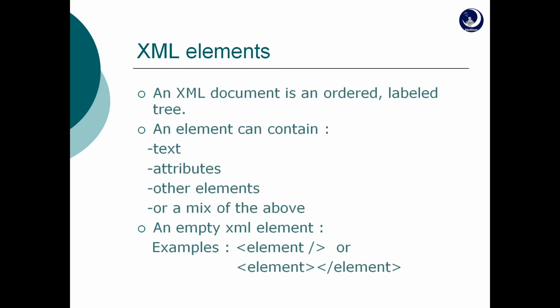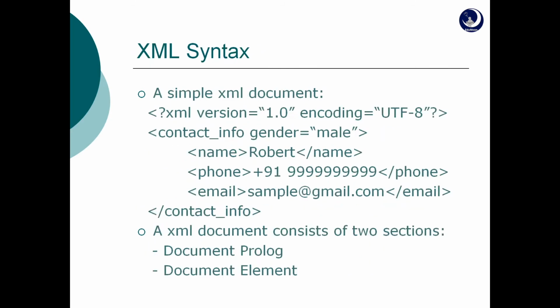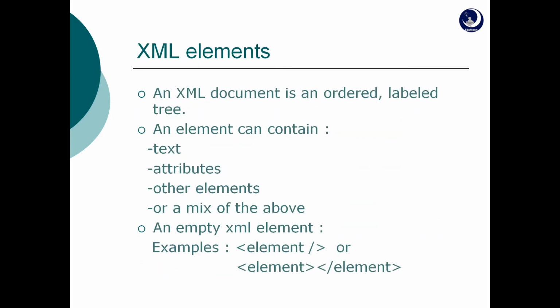XML elements. Generally, an XML document is an ordered labeled tree where the nodes are elements. An XML element can contain text, attributes, other elements, or a mix of the above. In the previous example, the element contact info consists of three elements called name, phone, email, and an attribute gender equal to male. So this particular contact info element is a combination of attributes and other elements.